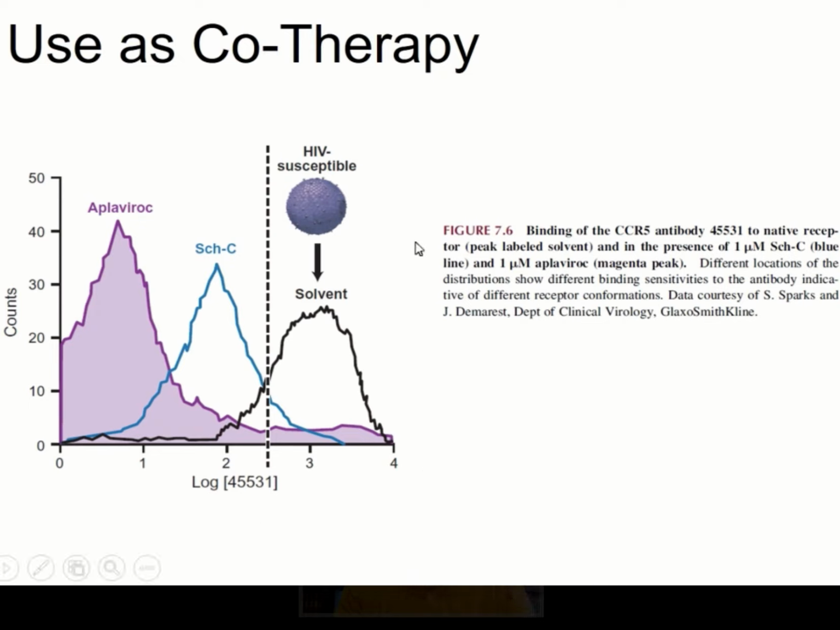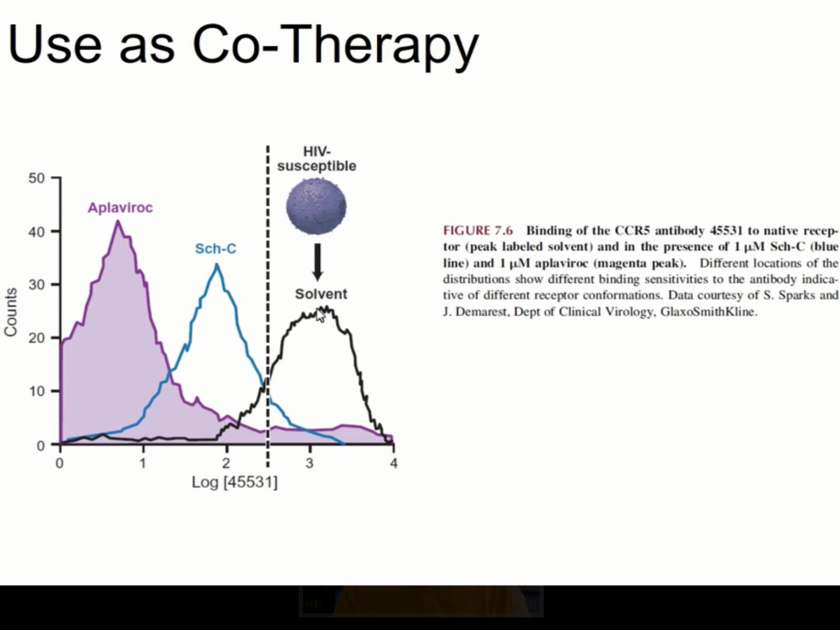So on this graph, the x-axis is increasing amounts of antibody, and on the y-axis it says counts, but that is how much antibody is bound. This is just a binding curve. In the absence of any sort of allosteric modulator, we get the black line, the one furthest to the right marked solvent. And so as we add enough antibody, eventually we get some binding. For some complicated reasons we don't need to worry about, if you add too much antibody, the antibody binding actually goes down.